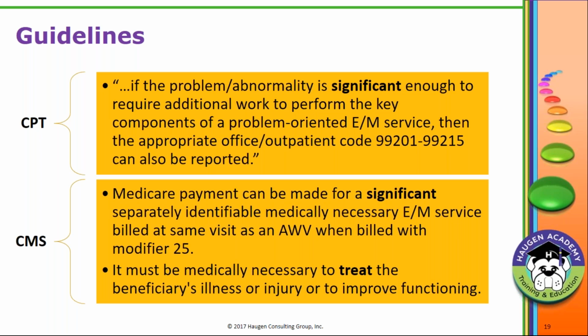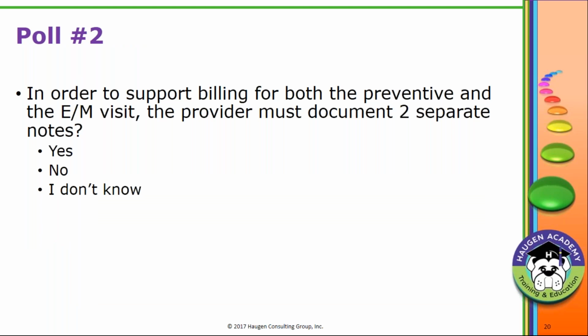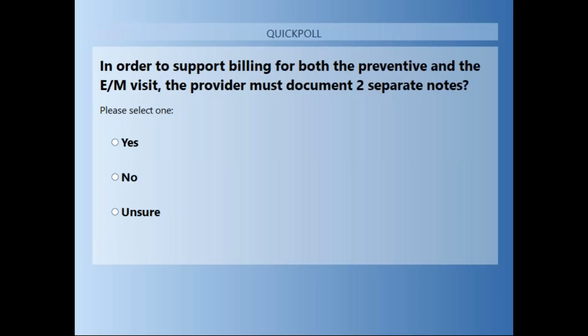So this brings us right into polling question number 2. Okay, I'm launching the poll. So the question is, in order to support billing for both the preventative and the E&M visit, the provider must document 2 separate notes. Yes, no, or unsure? Is that true or false?